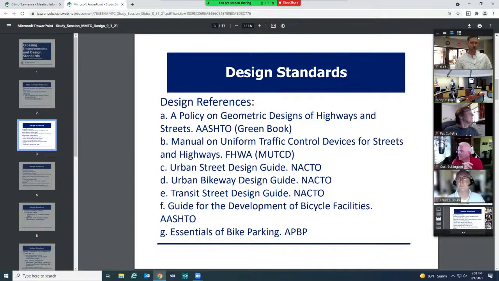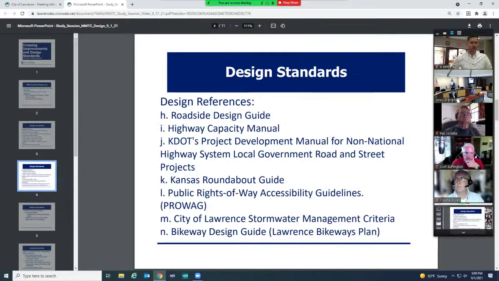I'm going to talk about a few of them that we use more often, these first four here: the AASHTO Green Book, the MUTCD, and NACTO. But there are several others that from time to time we reference, and I've listed those here on the screen. I'm not going to go through them all individually, but you can see there's a number of different resources that we use. I would point out PROWAG is one that we follow for ADA requirements in the right of way.